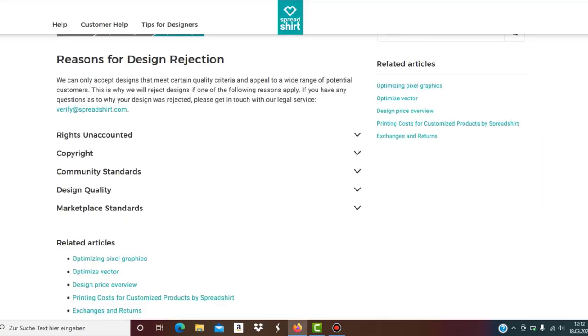Okay, so now that you've seen why I like Spreadshirt, I'd like to talk about what the rules for uploading on Spreadshirt actually are and what the main reasons for design rejection are.